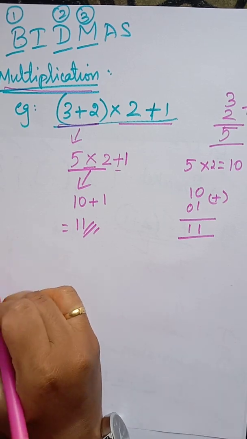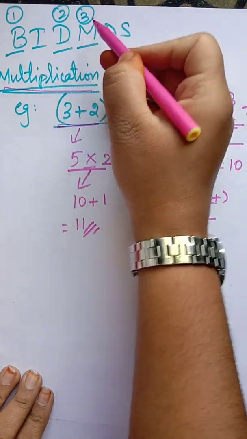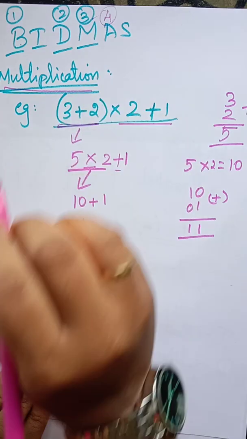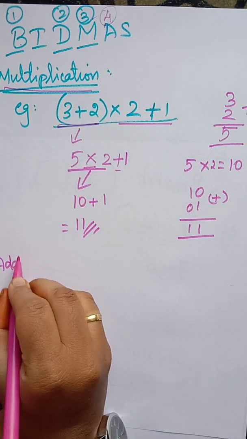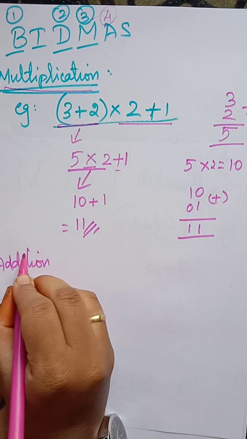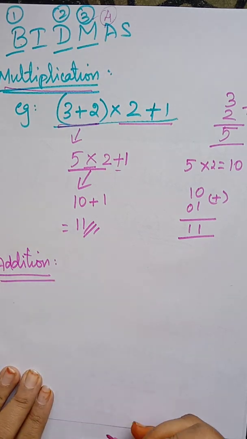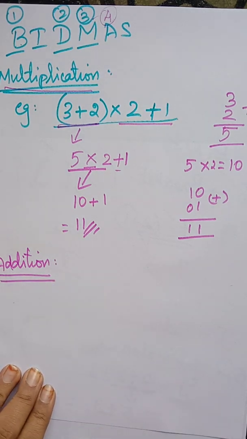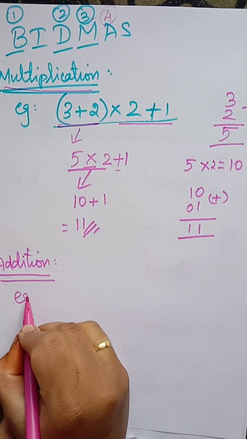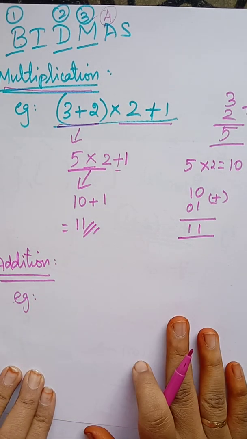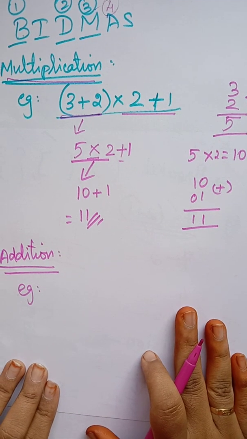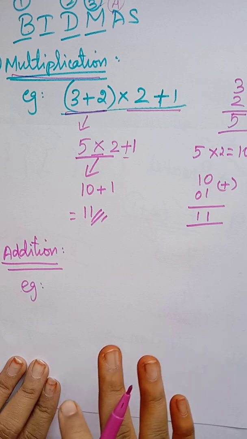Now the fourth one. Here we have completed 3. The fourth one is 4, that is addition, right? Okay, now we are going to see addition here. The same thing we are going to see here also. Now we can see an example and then you will come to an understanding of how we have to do the process of BIDMAS rule using addition.